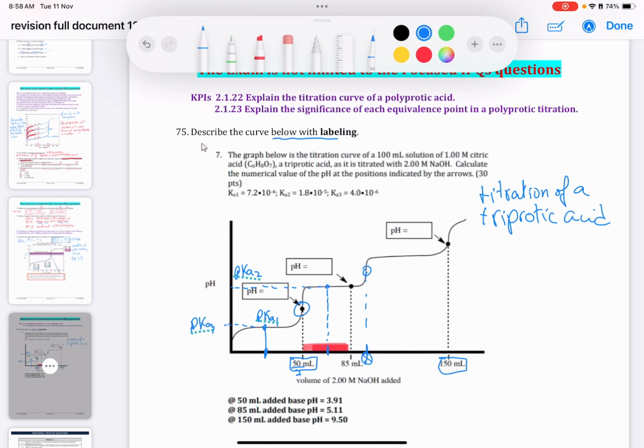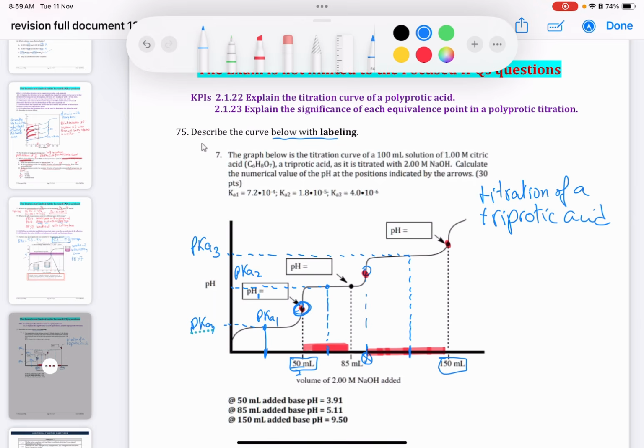Now to check the third pKa, we take from the second equivalence point to the third equivalence point. So from this equivalence to this equivalence, half of it is probably here, and this is the point where I have pKa3.